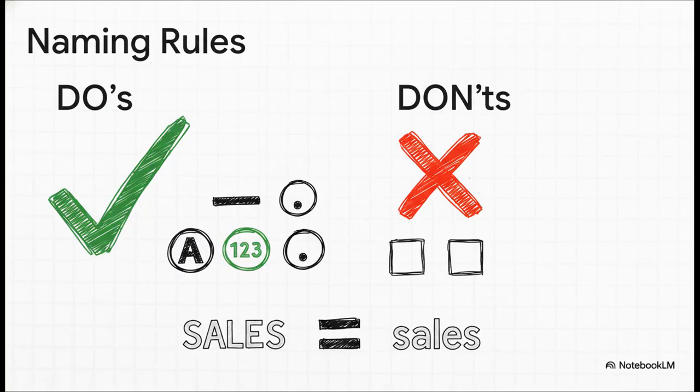They're pretty straightforward, honestly. Your name has to start with a letter, an underscore, or a backslash. After that, you're good to go with letters, numbers, periods, and underscores. The big one to remember, no spaces. If you want a space, use an underscore instead, like total_sales. And last thing, names aren't case sensitive. So to Excel, SALES in all caps and sales in lowercase are the exact same thing.